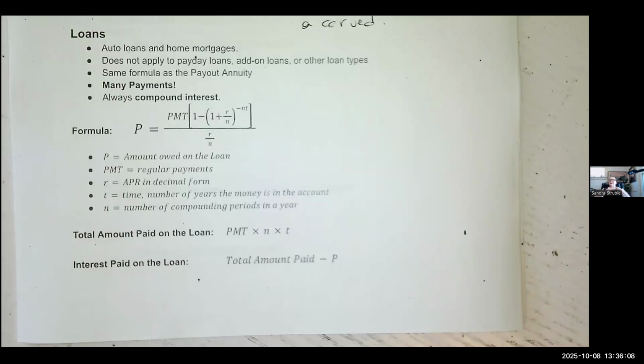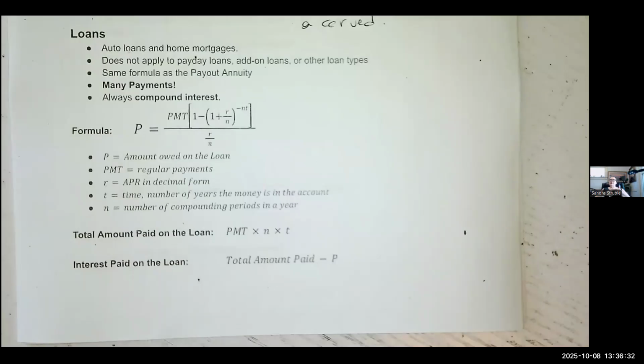And this time, there's two things that are different. We still have the P, but the P is not the amount that you want at the beginning of your retirement. P in this case is the amount that you owe on the loan at the beginning. All right, so it's the amount owed on the loan. So however much you took your loan out for, that is your P. Your PMT is your regular payments on that loan, right?